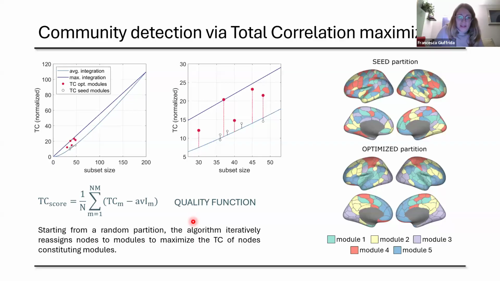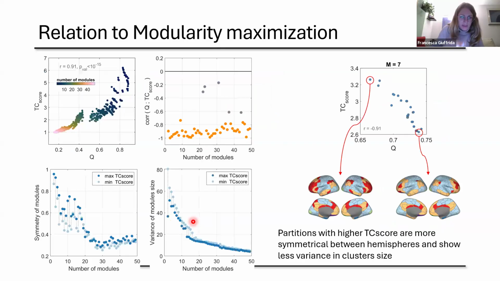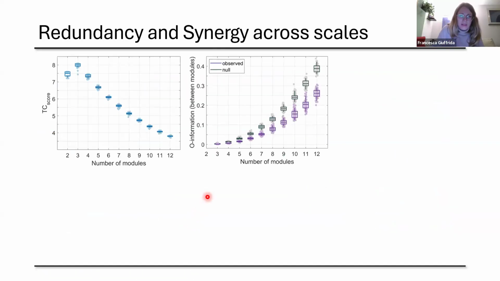You also showed some results on the O information, right? And that was also related to the redundancy, right? Because it was positive, or am I missing something? Yes, we did. We did not obtain negative O information values except when we considered partitions made of three modules.